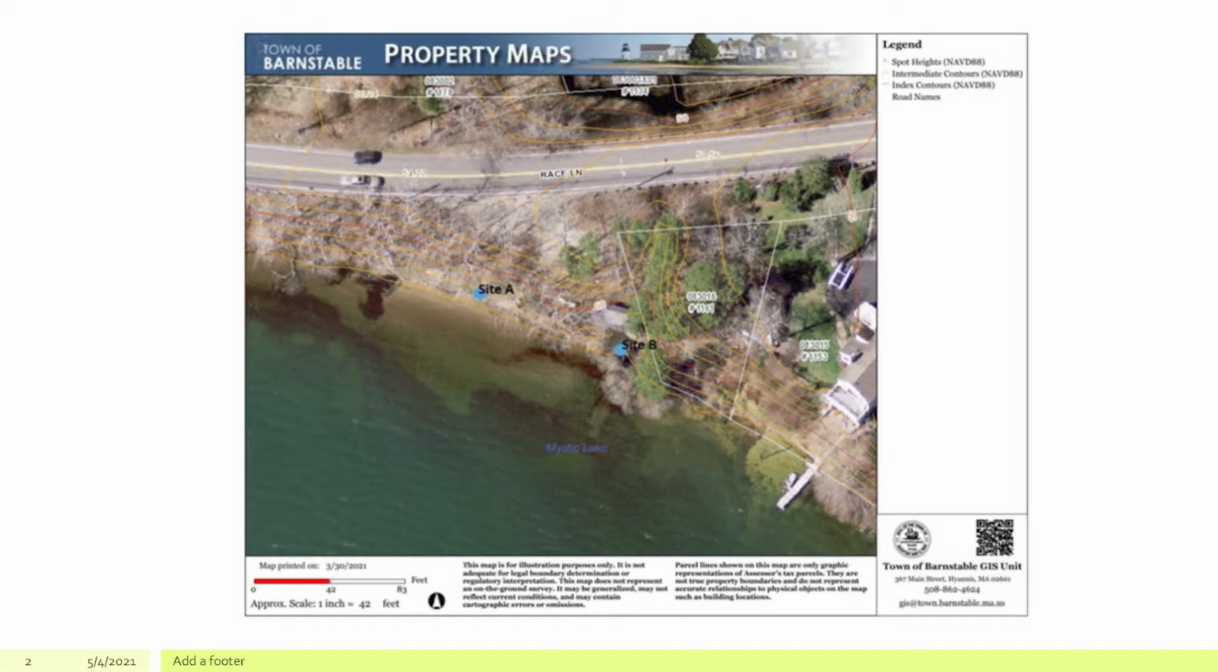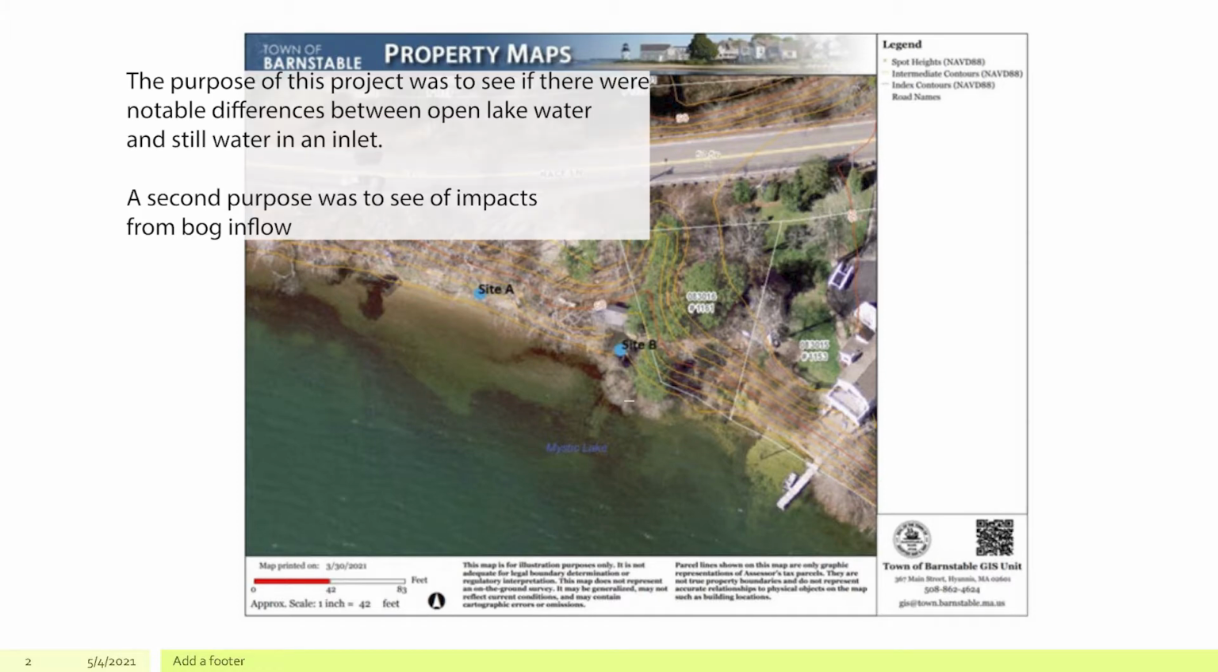Here's my site plan. You can see Race Lane to the north, a chunk of land in the middle, and then on the north side of Mystic Lake, we have Site A and Site B. Site A is located on a sandy beach, which is approximately 30 feet west of the path from the Race Lane townway to water. Surface water will be sampled from the shoreline.